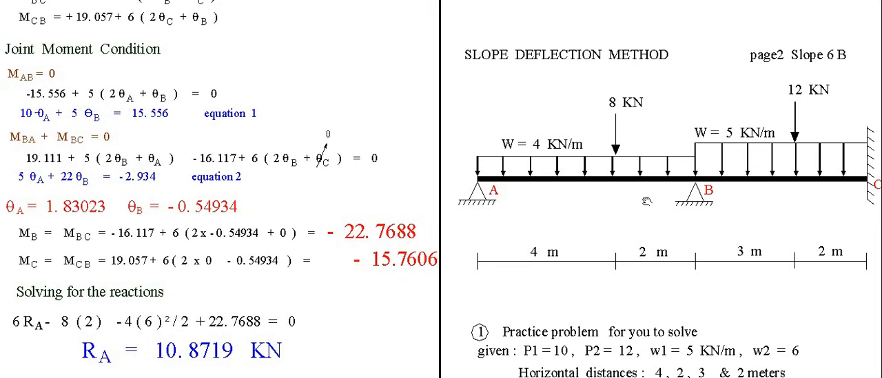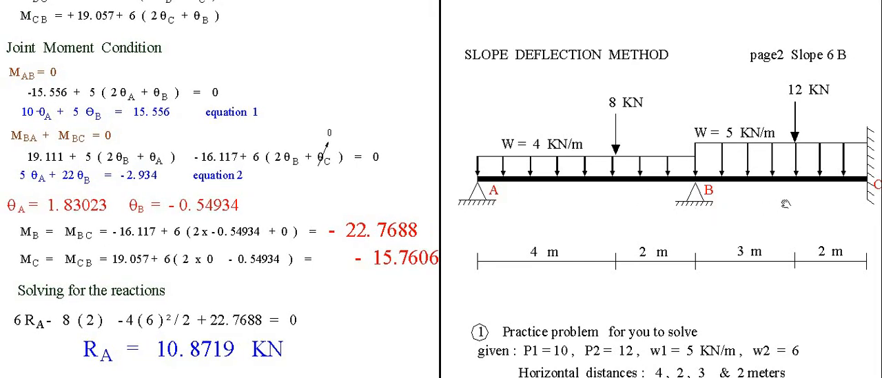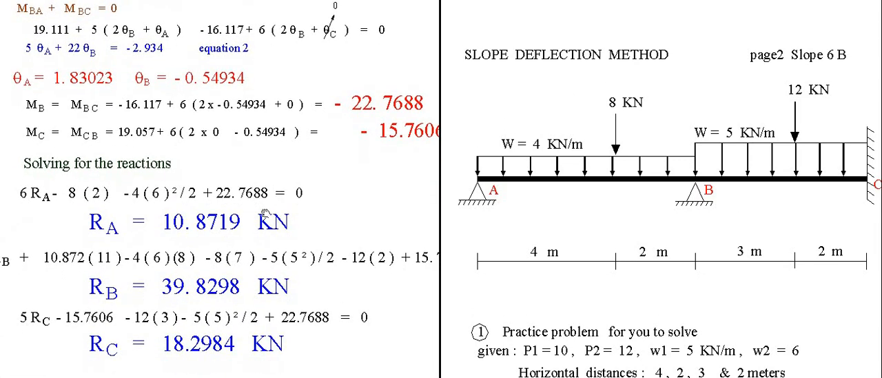The next problem is to solve the reactions A, B, and C. Solving the reaction, we cut a section at B, then consider the left side of B, or AB. So take moment at B. We have a moment at B as minus 2276, this one. There is a moment at B.